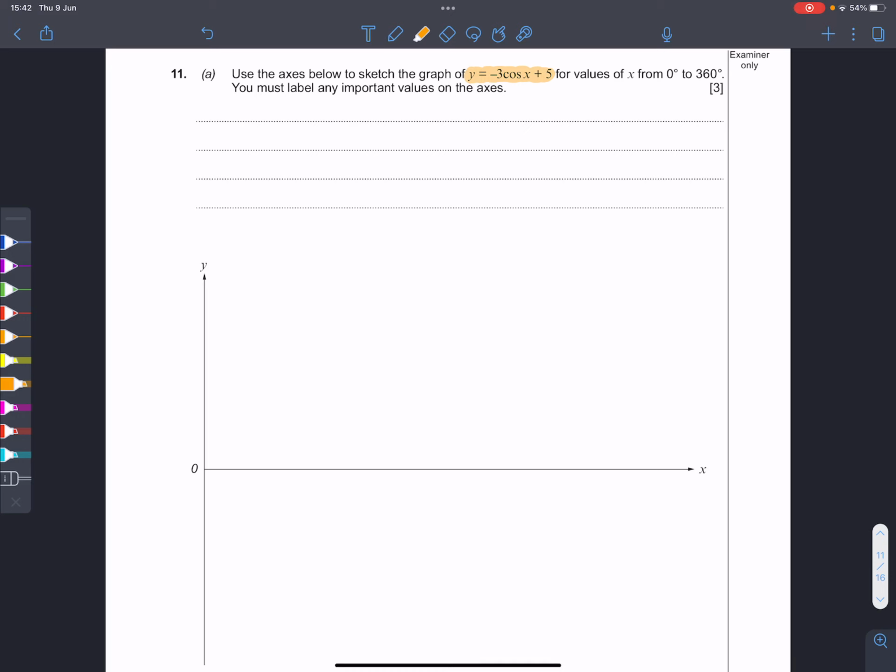Usually we look at the values of 0, 90, 180, 270, and 360. So that's usually what we work with.